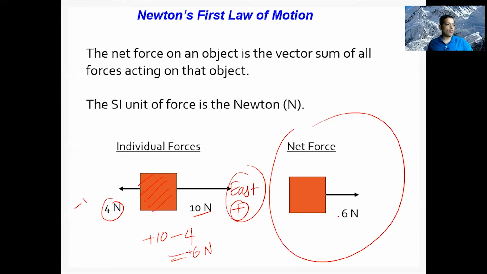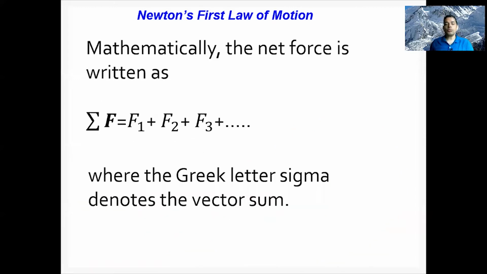So this is the definition of net force. Mathematically, net force is written as sigma F, meaning that suppose there are F1, F2, F3, and so on, many forces acting on an object. Then what is the net force? Add them all together, taking the sign into account. Remember, in the previous case, one is plus, the other one is minus: plus 10 minus 4. So take the sign into account and add them together. When you add them in that way, that force is called net force.